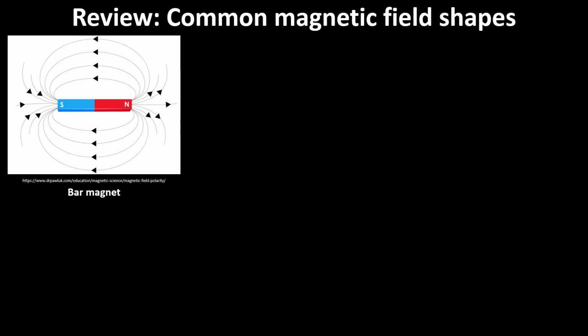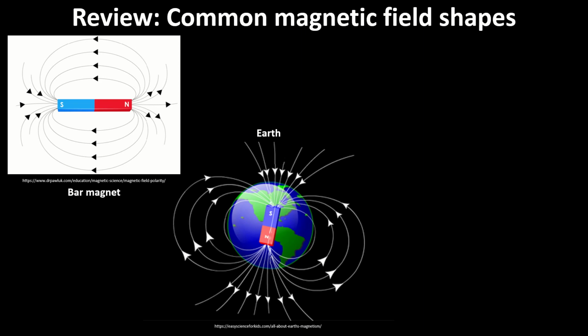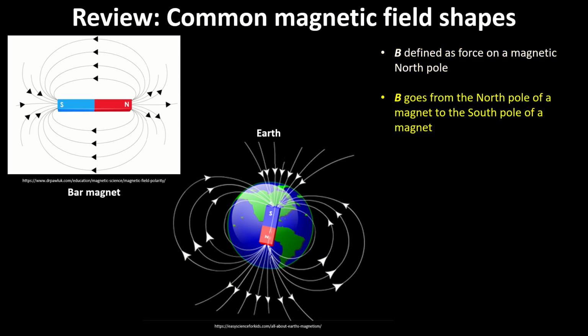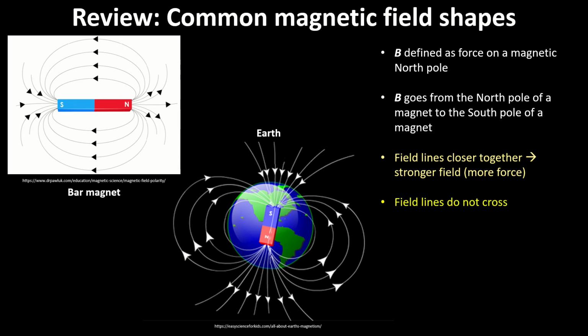So magnetic field around a bar magnet, pretty similar shape to the magnetic field around the Earth. Magnetic field is defined as the force on a magnetic north pole that defines the direction. The magnetic field goes from the north pole of a magnet to the south pole of a magnet, as in the top left diagram there. Where the field lines are closer together, that means you've got a stronger field. There's more force acting on the magnet.